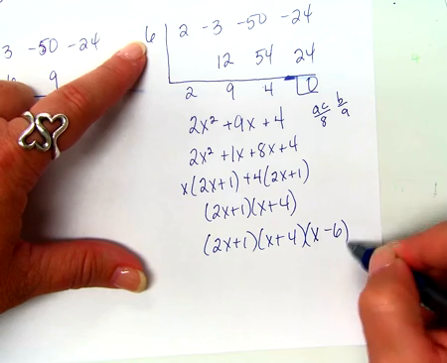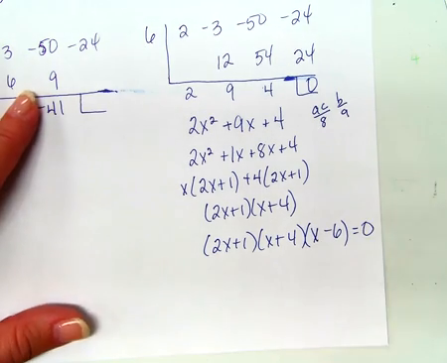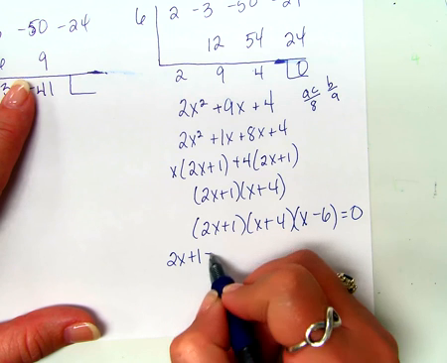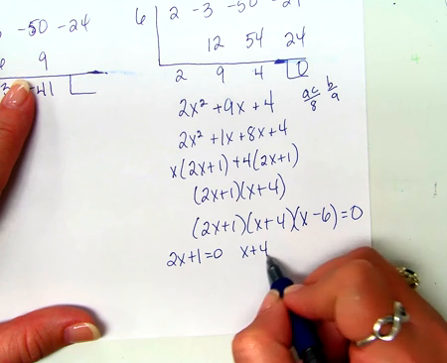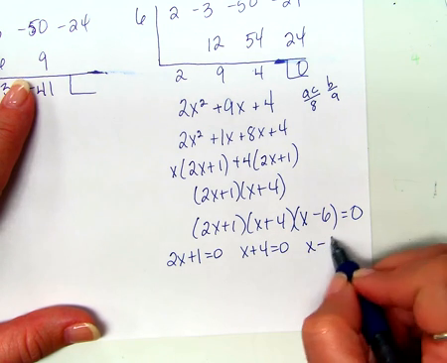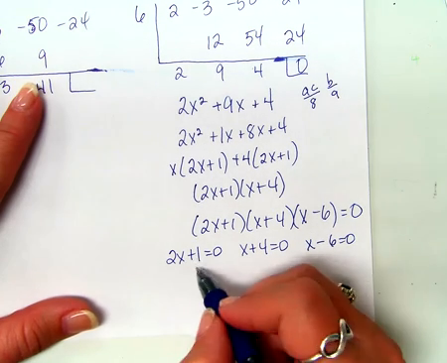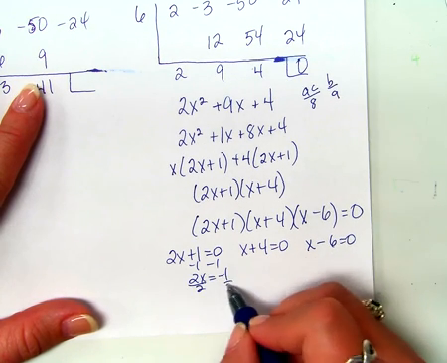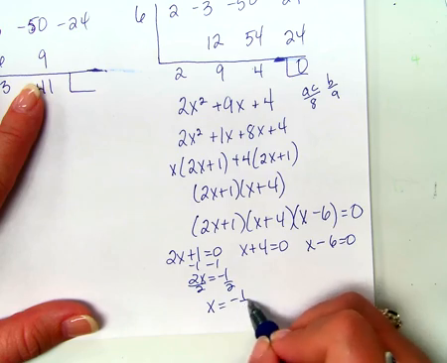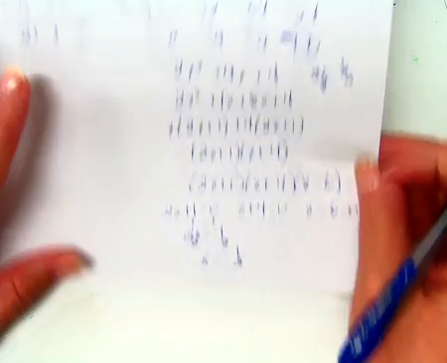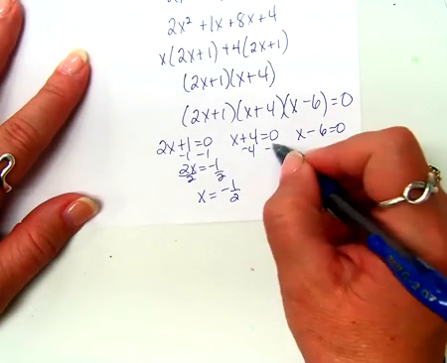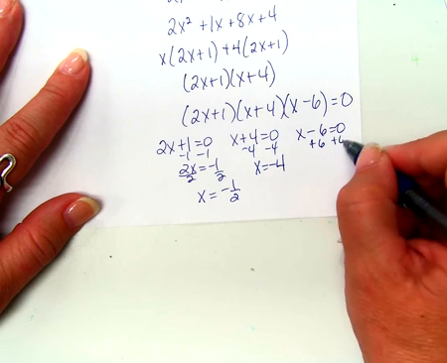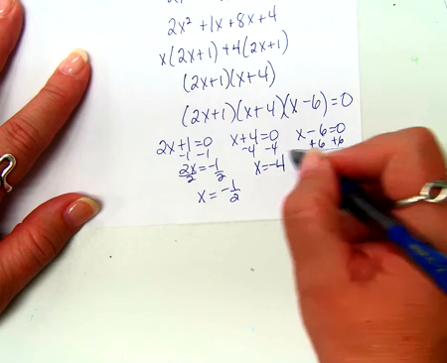X minus 6. If I set each of those equal to 0 to find my solutions, 2x plus 1 equals 0, x plus 4 equals 0, x minus 6 equals 0. X equals negative 1/2. Yep. X equals negative 4. X equals 6.